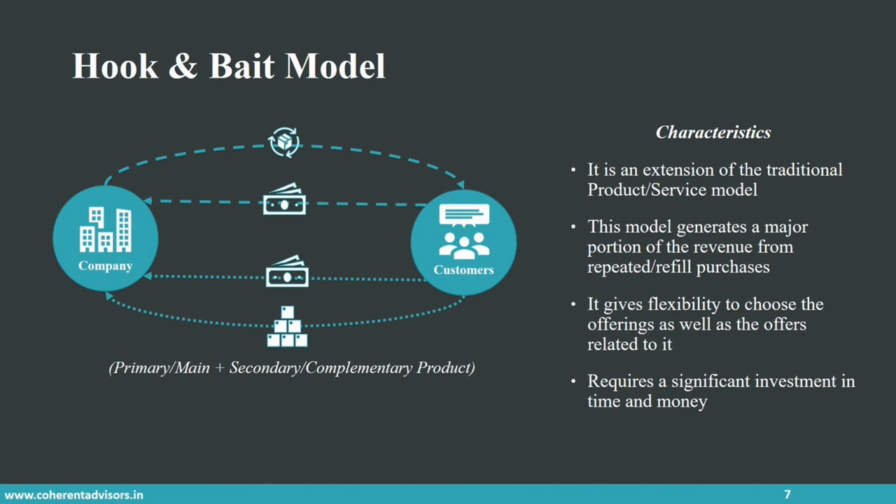So what can be the examples of this? Well, razor blades is a good example, where a razor is given as a primary product and then the blades are replaceable over the lifetime of the razor. Another example is the ink cartridges for printers.